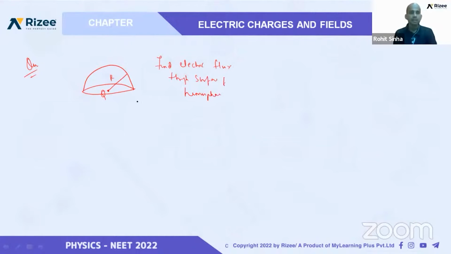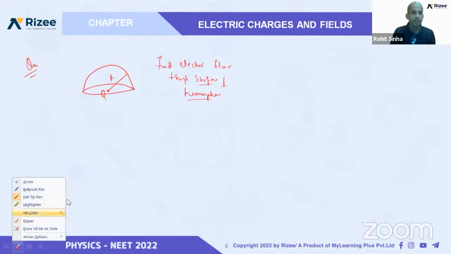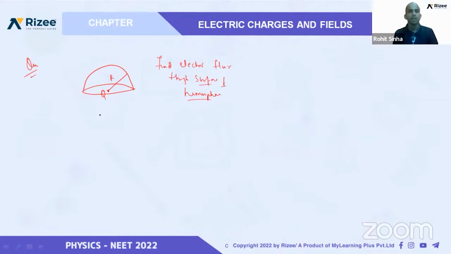You try once. I am giving you 10 seconds to think. It is a hemisphere and one charge is present at its center. Here, you have to find the flux through the surface of the hemisphere. Try. I give you 10 seconds to think. Okay, no worry. Let us discuss here. Now, how to do this question?